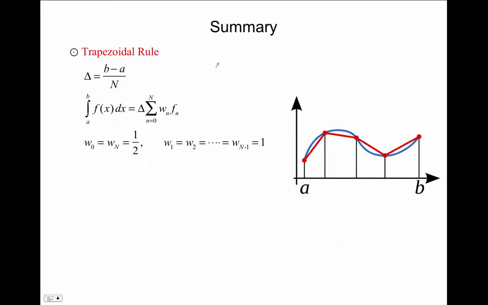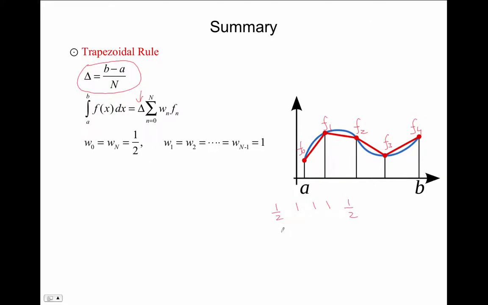Here is what we've achieved so far. According to the trapezoidal rule, we break up the interval between a and b into n equal parts. Then the integral between a and b is just delta, which is the length of the interval divided by n, times the values of the function, which we've decided to call f0, f1, f2, f3, f4, etc. And so the trapezoidal rule gives us weights half, then 1, 1, 1, and then half.